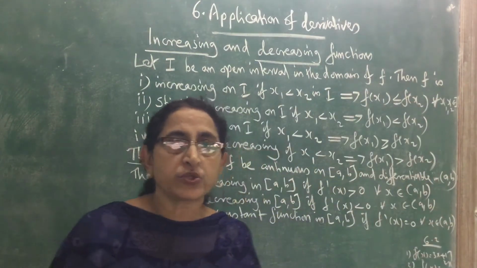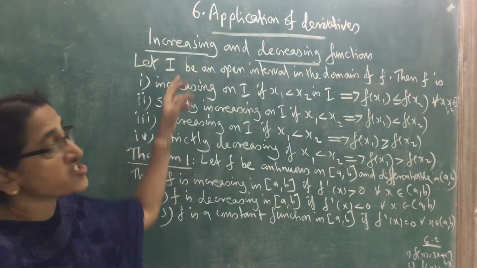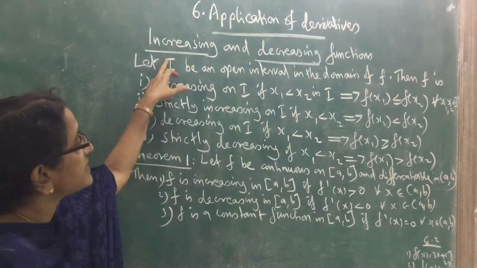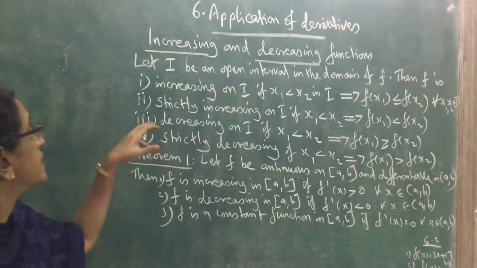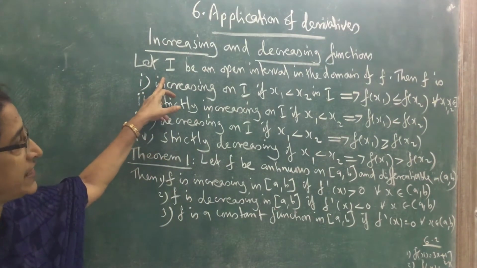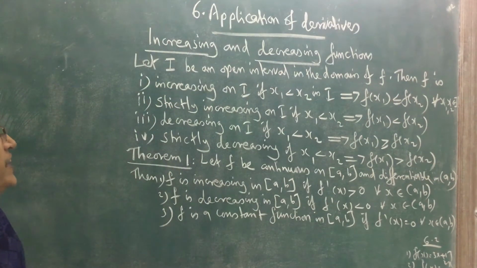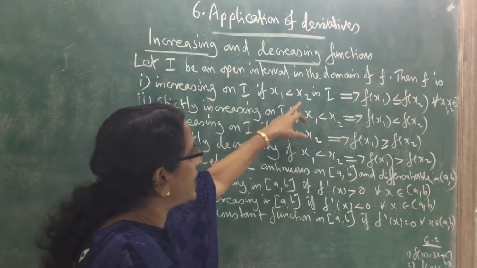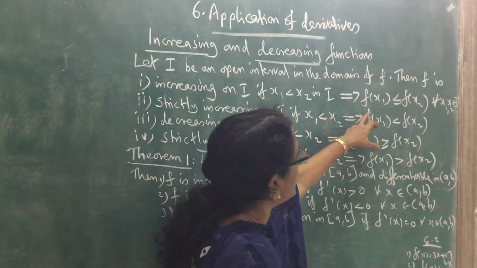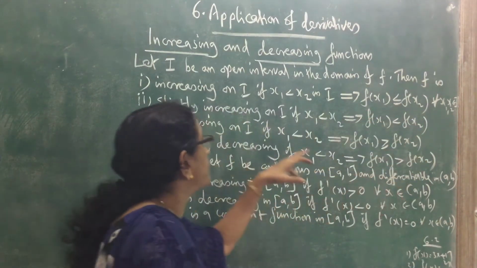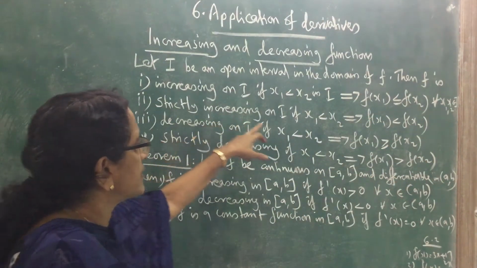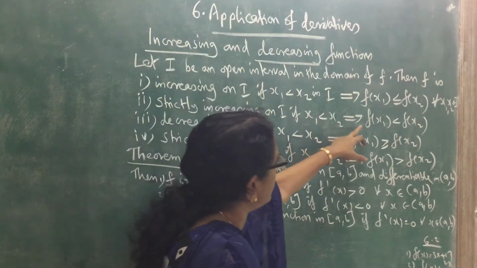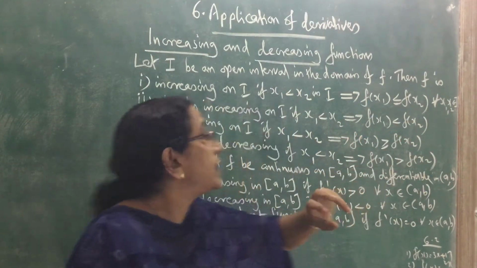Now let us move on to chapter 6, Application of derivatives. Increasing and decreasing function. Let I be an open interval in the domain of f. Then f is increasing on I if x1 less than x2 in I implies f of x1 less than or equal to f of x2. And strictly increasing if x1 less than x2 implies f of x1 less than f of x2.